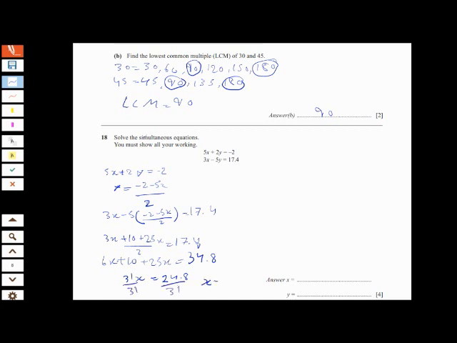x equals 0.8. Let's see, 24.8 divided by 31. Alright, yeah, that's 0.8. Now substitute x to find y. So negative 2 minus 5 times 0.8, over 2. That would equal negative 3. Right, so x is 0.8 and y is negative 3.